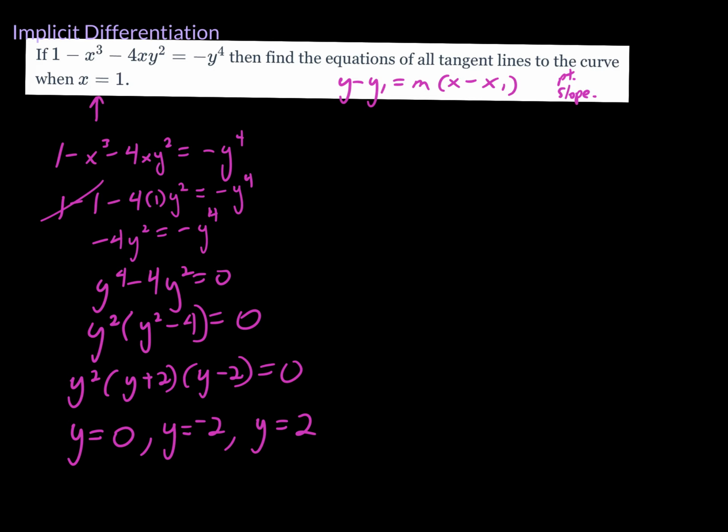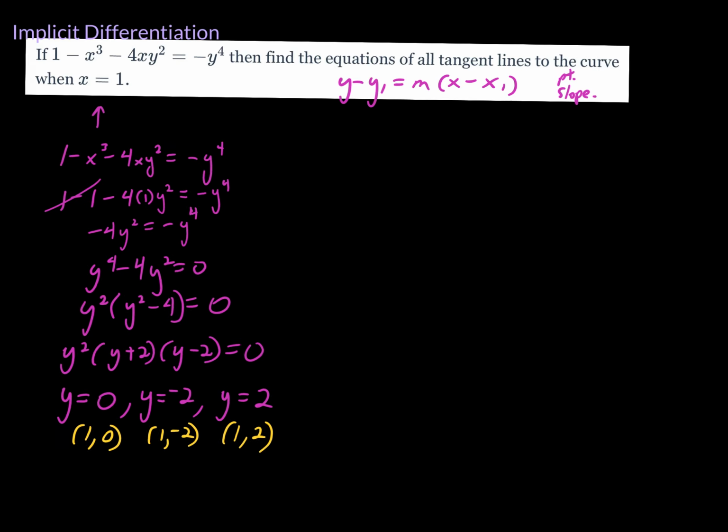So that means we have to find all the equations of the tangent lines to the curve when x is 1. Well, there's 3 lines. There's 3 points when x is 1. We have when x is 1, y is 0, when x is 1, y is negative 2, and when x is 1, y is positive 2. Okay, well, we have 3 points. Now I guess we need 3 slopes. So let's jump into the derivative and see what happens here.